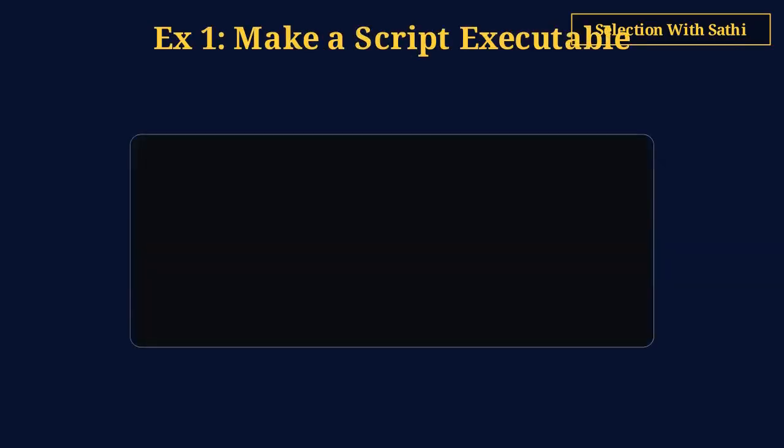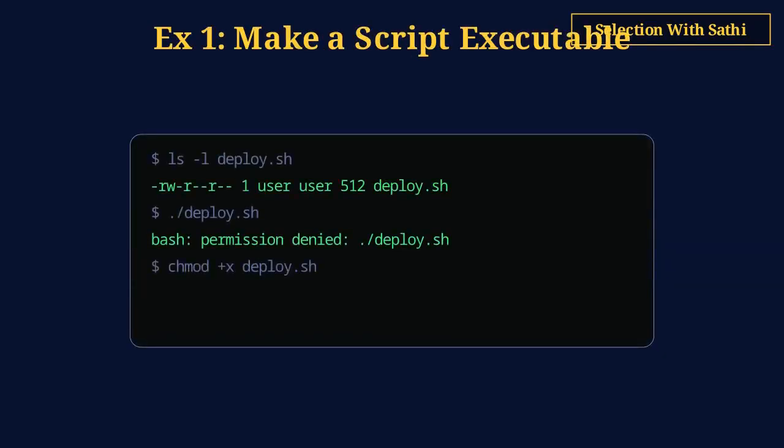First example: set file executable. We have script.sh with permissions rw-r--r--, no execute permission. If we try to run it with ./script.sh, we get permission denied. We run chmod u+x script.sh to add execute for the owner. Now ls -l shows rwxr--r--, the x is added. Now ./script.sh runs the script directly.